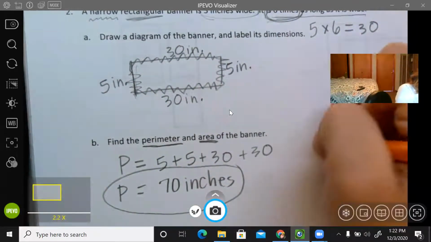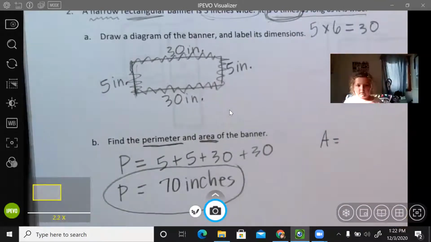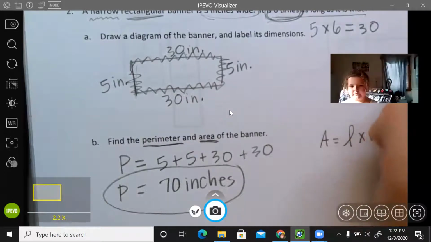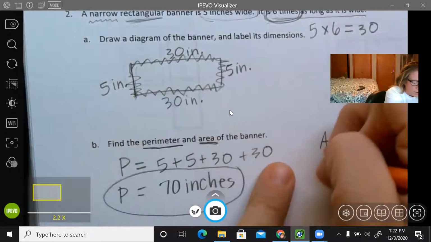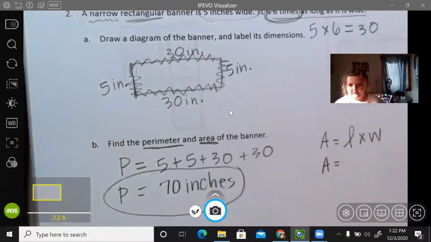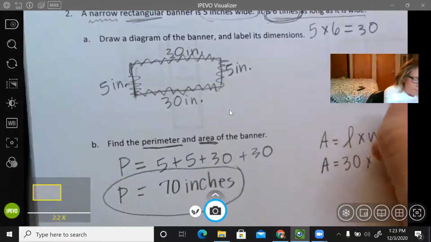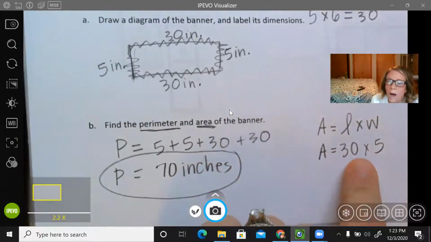Tegan, what do we know about area? What do I do to find the area? You multiply the width times the length. Okay, so for this example, we do not know the area, so I'm going to keep that as an A. What is my length? 30 inches. And what's my width? 5 inches.